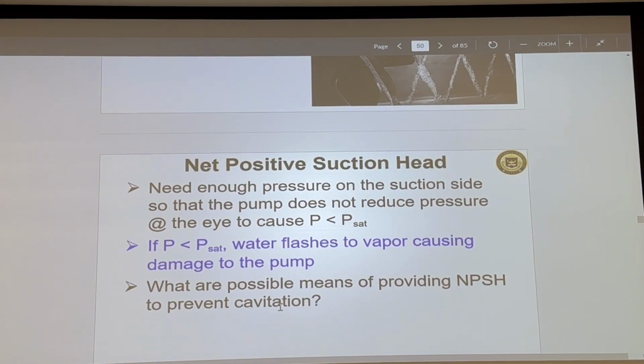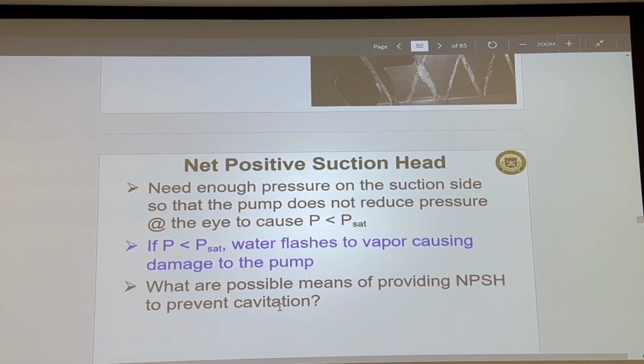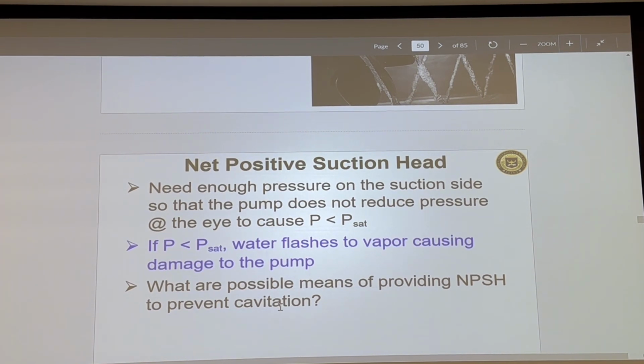Suction side, that pump does not reduce pressure at the eye to cause pressure to be less than P saturated. Saturated means the saturated pressure of the liquid it is pumping. It has to be less. I'm just giving an example, 100 kPa is the saturated pressure of whatever liquid you are using. The pressure at the suction of the pump has to be more. That's the only way it stops cavitation.